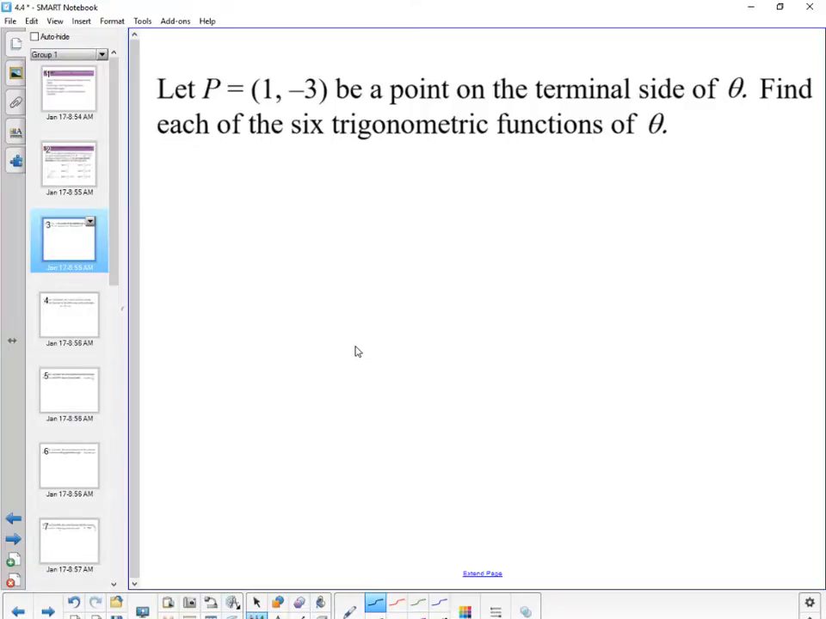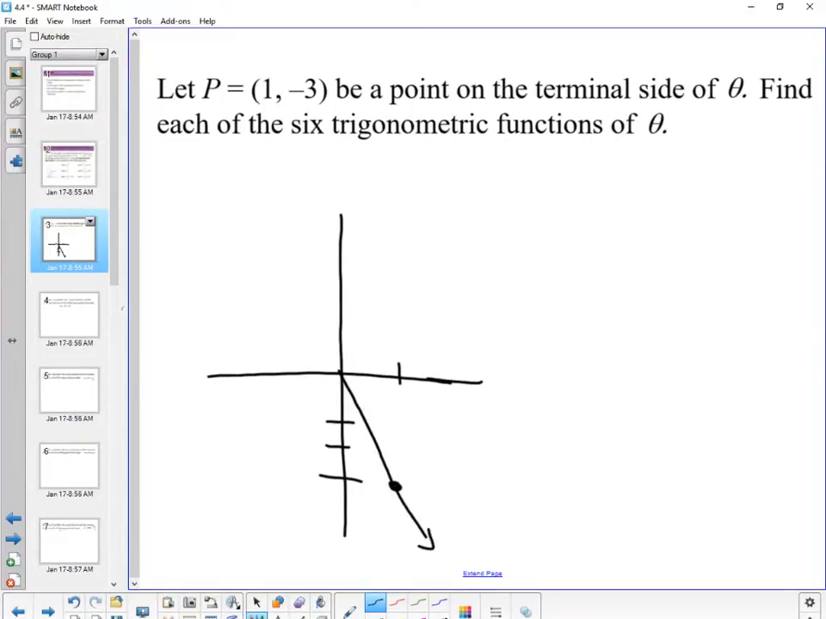So they're saying let P equal (1, -3) be a point on the terminal side of theta, and they want me to find all the other trig functions, okay? So I'm going to first have to set that up. Where is (1, -3)? It's going to end up in quadrant 4, right? Because I go 1, then down 3. There's a point on the terminal end of this.